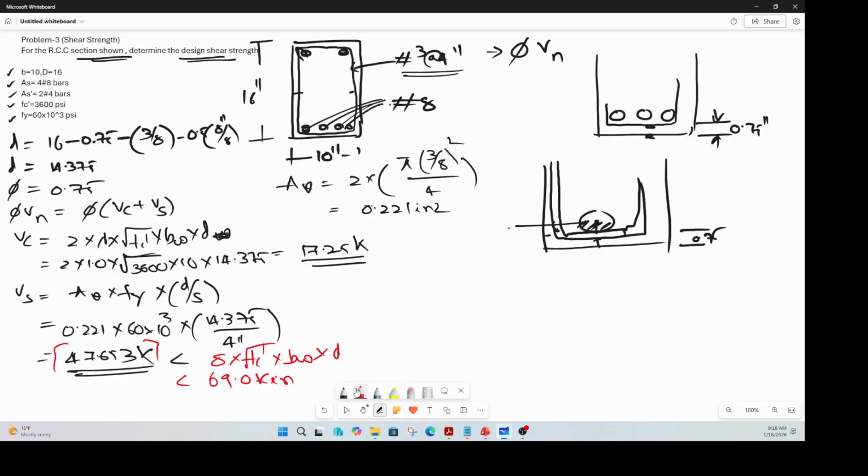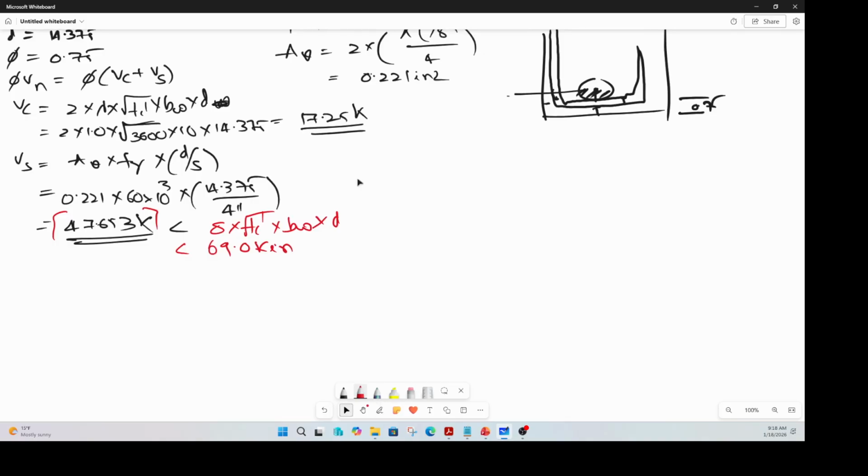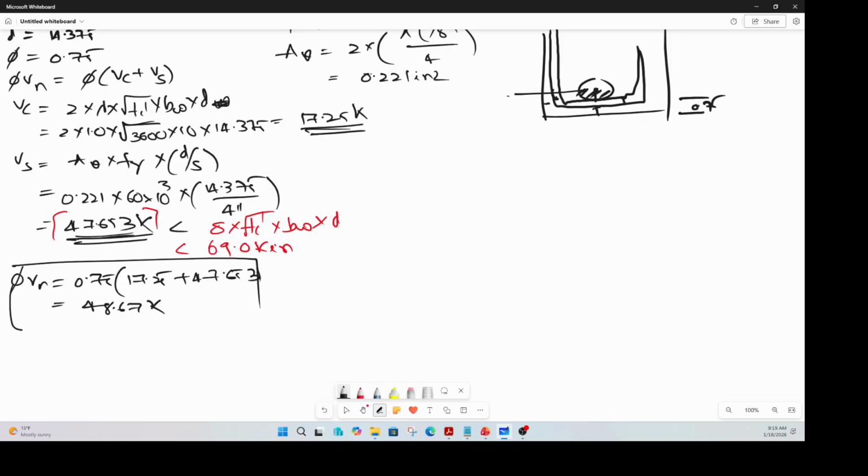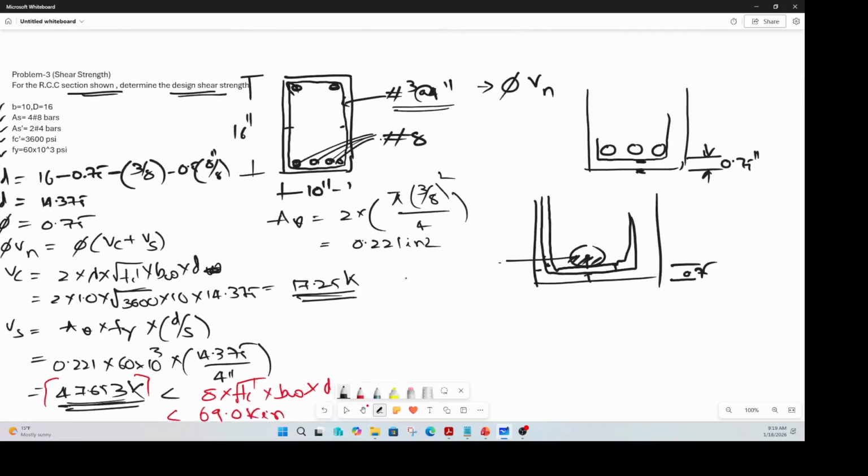So that means we can calculate our phi times Vn, as phi is 0.75, Vc 17.25, Vs 47.653, roughly 48.67 kips. Okay, so that is the design shear strength, not the nominal. Okay, so quick recap.